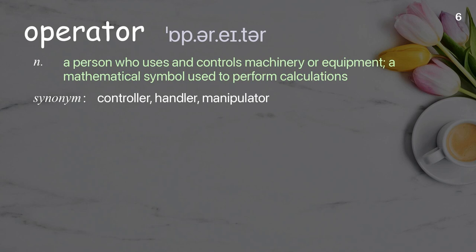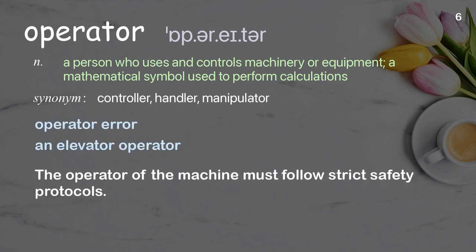Operator. A person who uses and controls machinery or equipment, a mathematical symbol used to perform calculations. Examples. Operator error. An elevator operator. The operator of the machine must follow strict safety protocols.